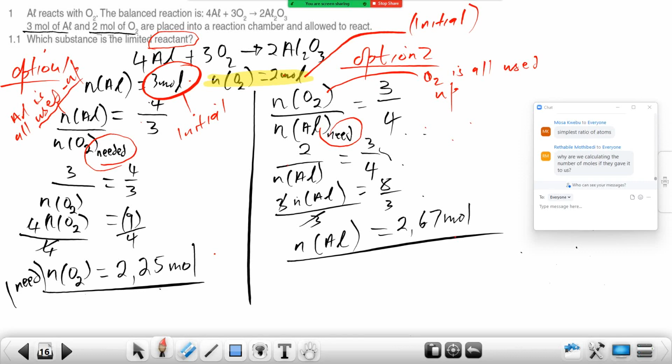So for option 1, I need oxygen of 2,25 mole. Do I have that much? No, because I started only with 2 moles. For option 2, I need aluminium that is now equals to 2,67 mole. Do I have enough? Yes, I started with 3. So it means I have a remainder somewhere.